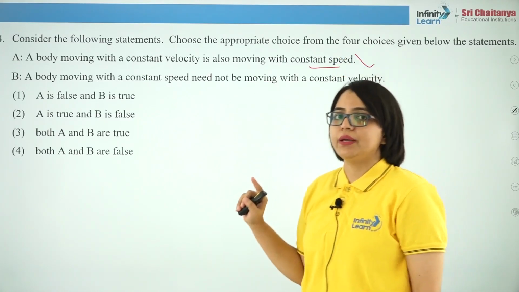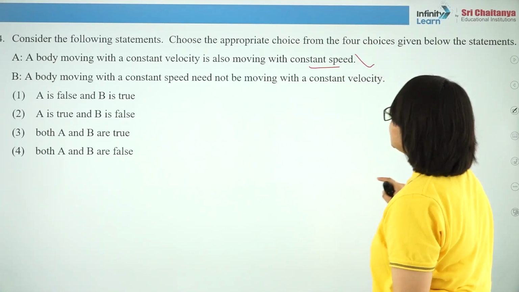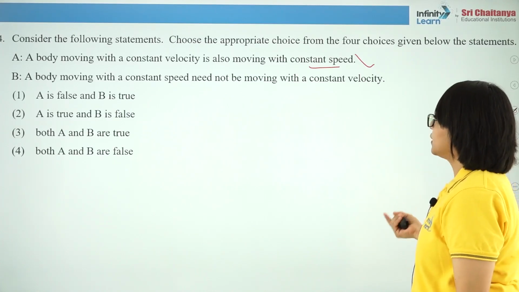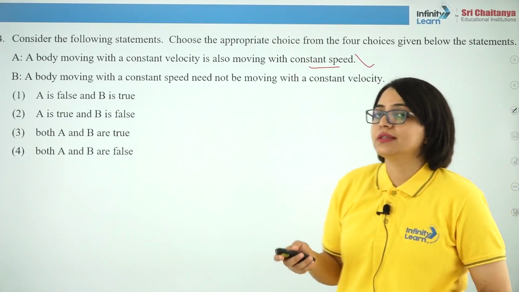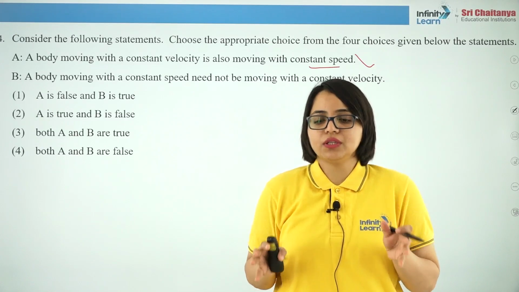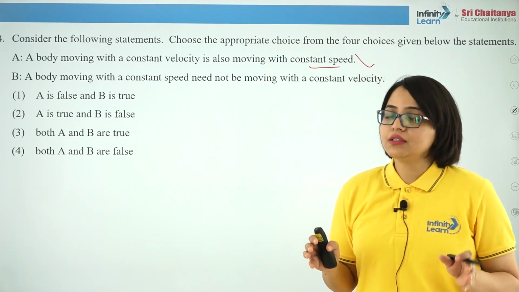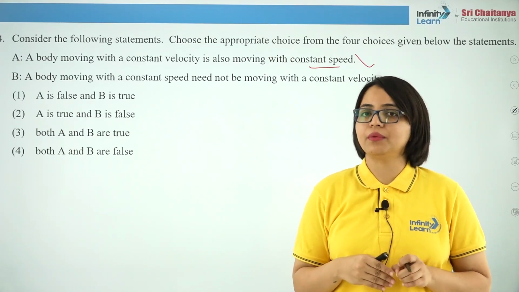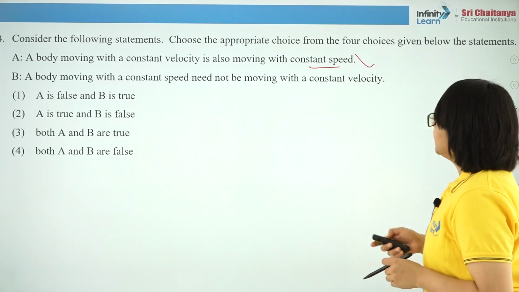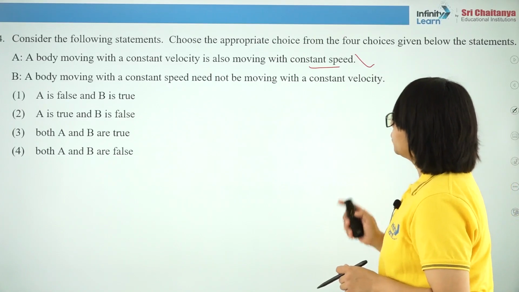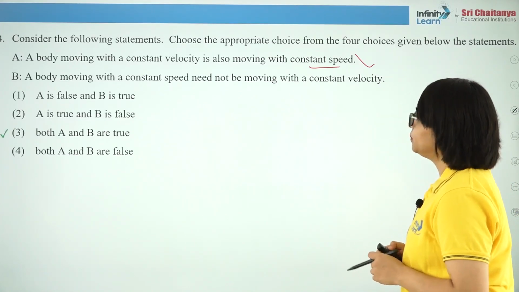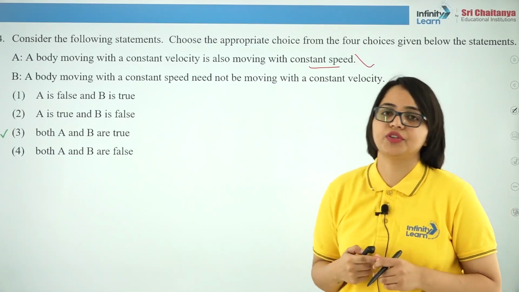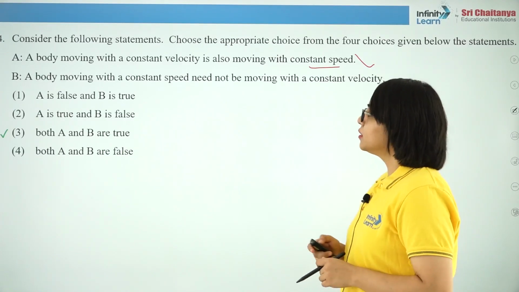Next is statement B. A body moving with a constant speed need not be moving with a constant velocity. Yes, if its speed is constant, that means magnitude is constant, but velocity is with direction also, right. So, by looking at the speed, you cannot tell about the direction. So, statement B is also true, right. So, correct answer is option 3, both A and B are true.